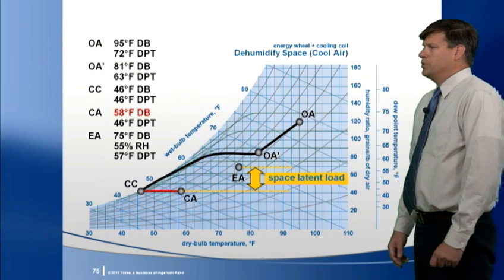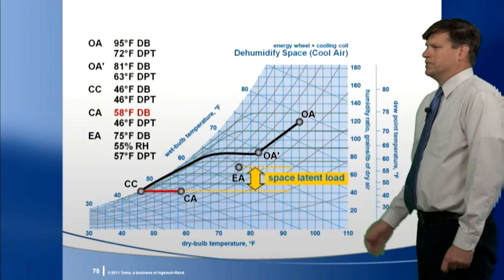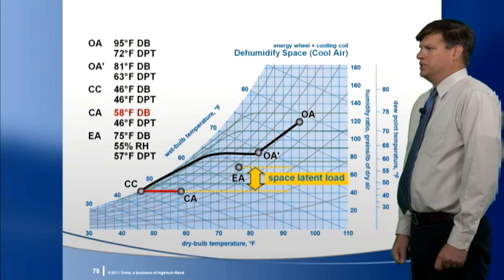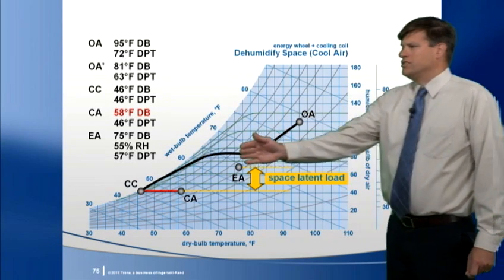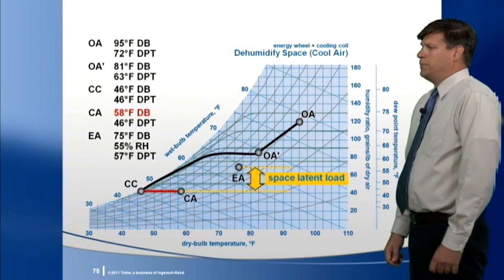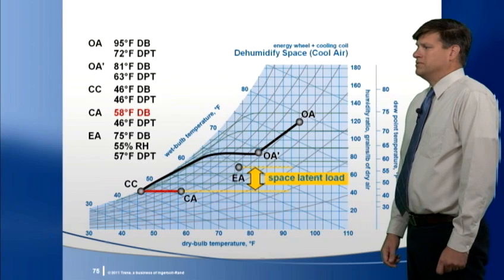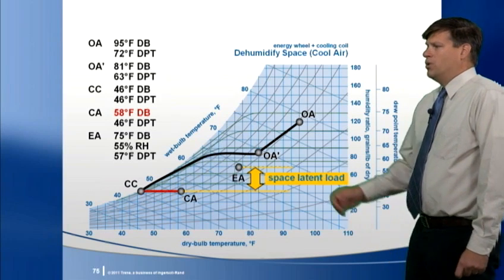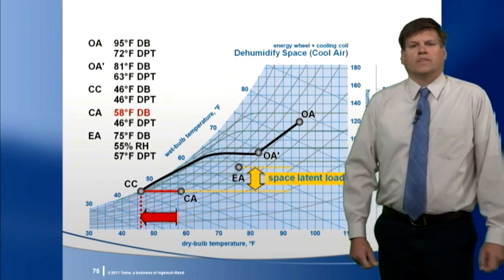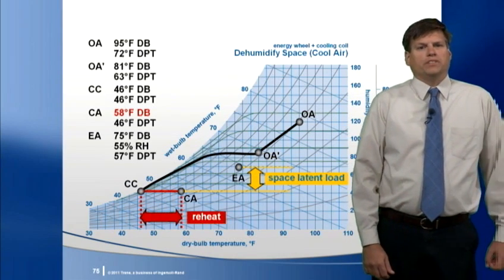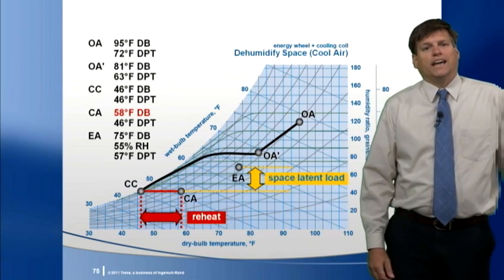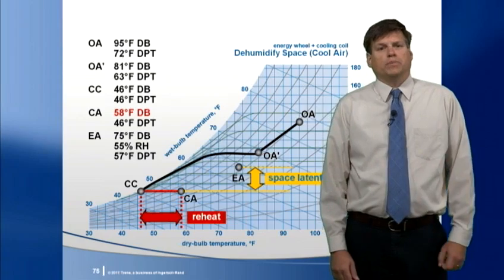For this cool and reheat system, the process is similar. Outdoor air enters and is pre-cooled and preconditioned by the energy wheel, and then dehumidified down to 46-degree dew point. The air is dry enough to dehumidify the space, but colder than desired. So the reheat coil warms it to 58 degrees. For a 10,000 CFM unit, this is 135,000 BTU per hour of reheat, which adds 11 tons to the overall cooling capacity of the system.